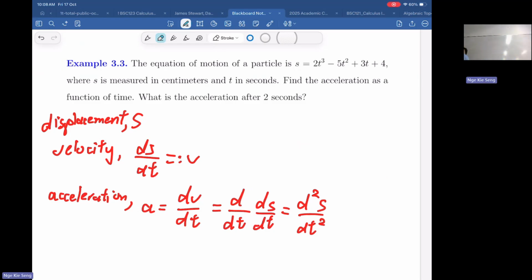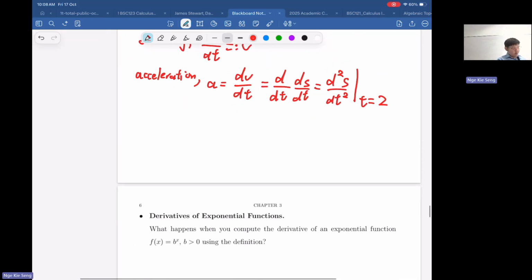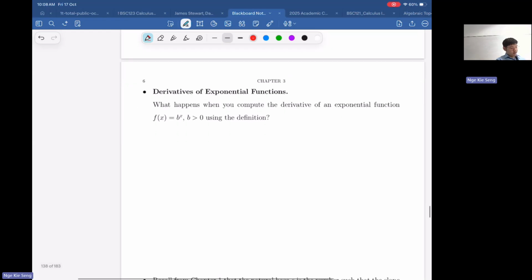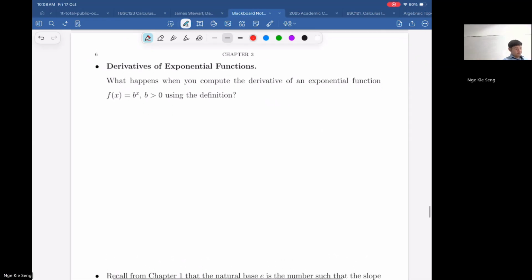If the question asks about the acceleration after 2 seconds, what should you do? At 2 seconds, you put t equals 2 into the last one. Makes sense? So in the end, you evaluate at t equal to 2. Okay, let's skip this. Please go back and do it. I will put out the solution. Good check. All right, I think we should discuss this.